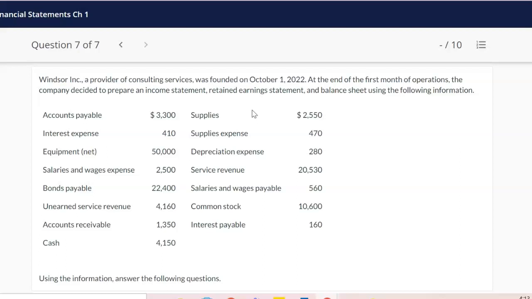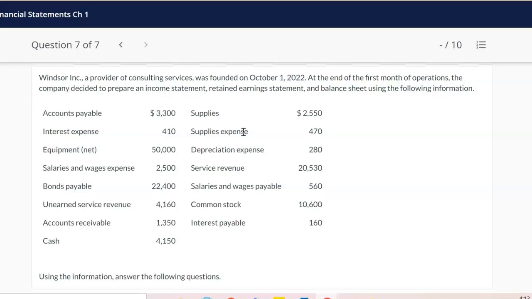Windsor Inc. And everybody has the same problem, but different numbers. So don't think, I'm going to wait till Yara finishes and copy her numbers. It won't work. Yara provide consulting services was founded October 1st. The end of the first month of operations, prepare an income statement, retained earnings statement. Now, this is exactly like we did. So here we go. We have accounts payable, interest expense, equipment, salary expense, and so on. The first statement is the income statement.